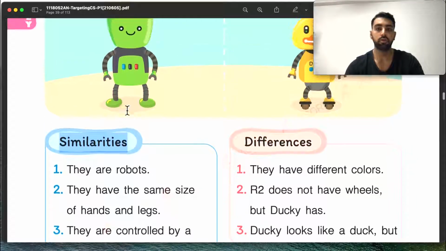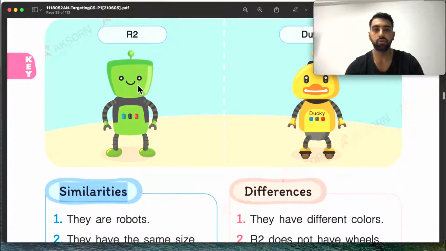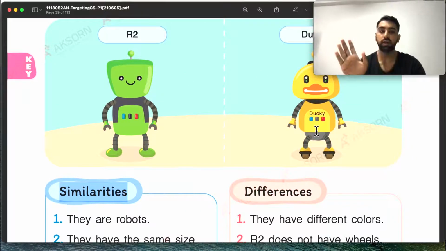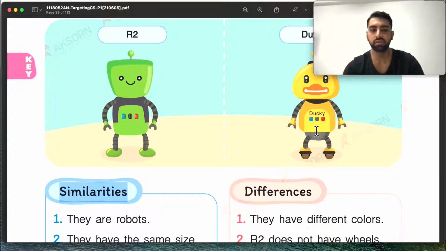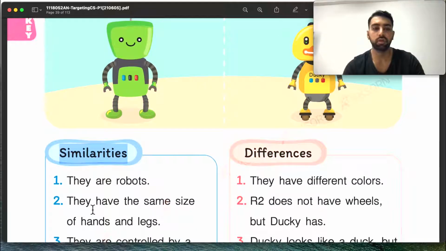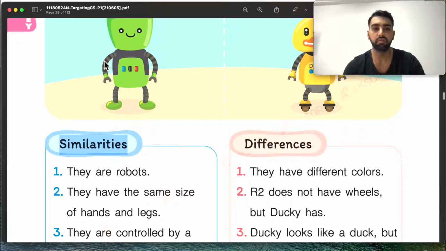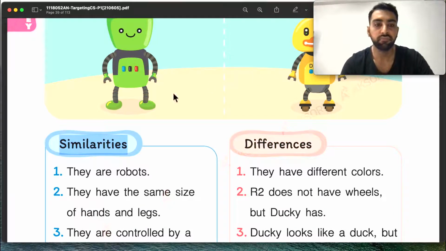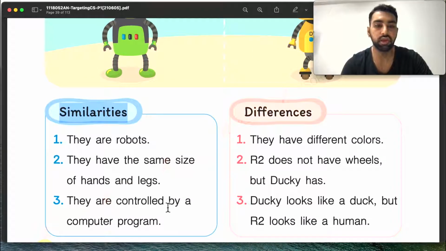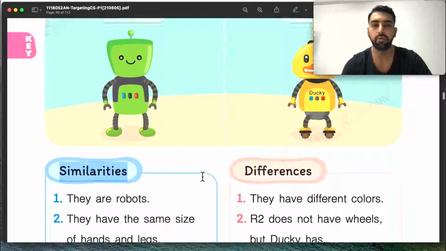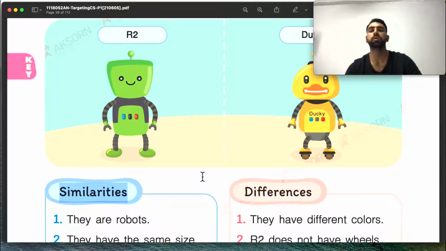Okay, look here, R2 is a robot, Ducky is a robot, so both are robots. Number one is they are robots. They have the same size of hands. Look at the hands. They are the same size. And number three, they are controlled by a computer program. Both robots work with a computer program.